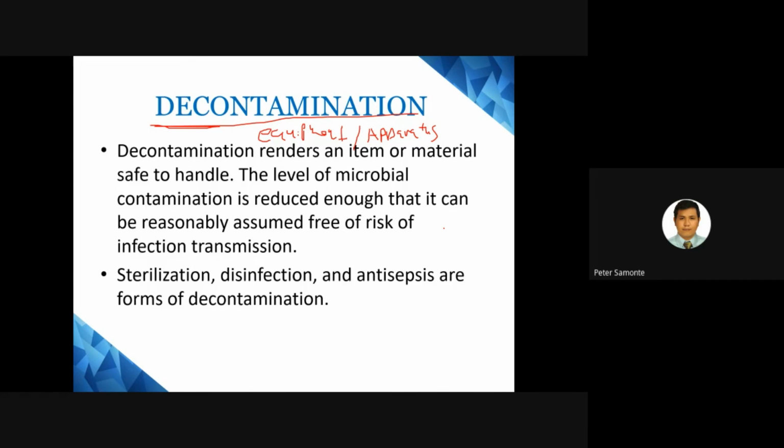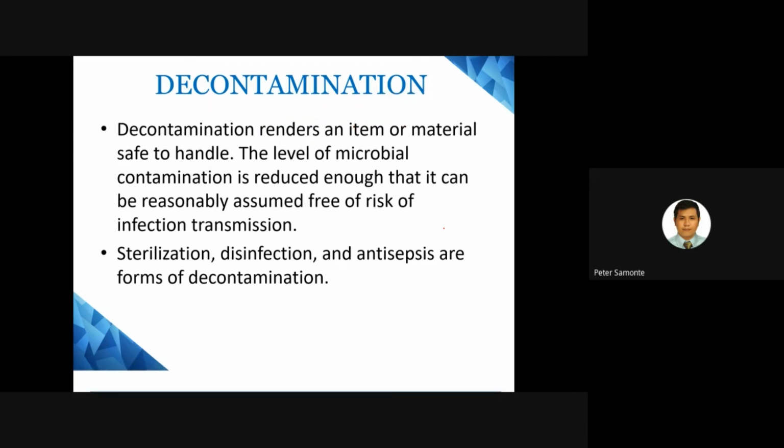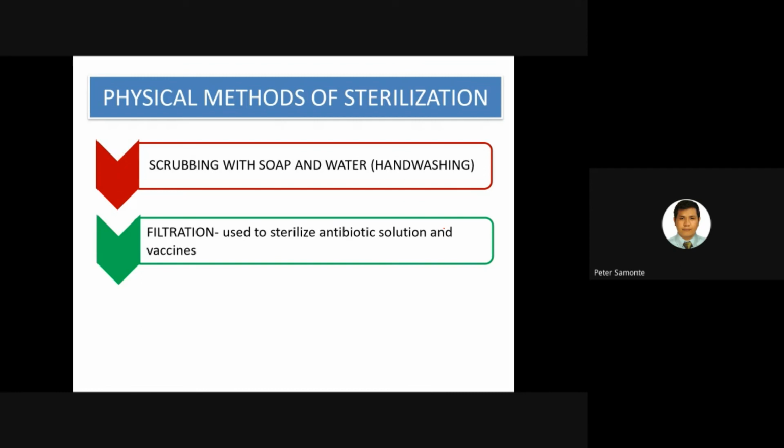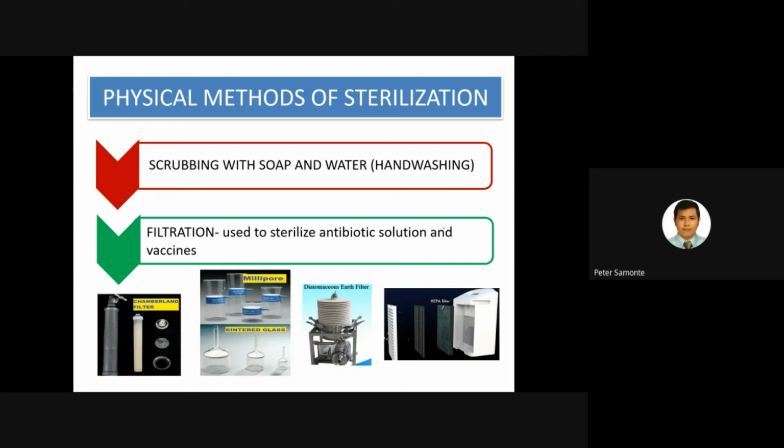Sterilization, disinfection, and antisepsis are forms of decontamination. Physical methods of sterilization, class. First, we have scrubbing with soap and hand washing. Filtration, used to sterilize antibiotic solutions and vaccines. In filtration, we have the Chamberland filter, Millipore, sintered glass, diatomaceous earth filter, and the HEPA filter.